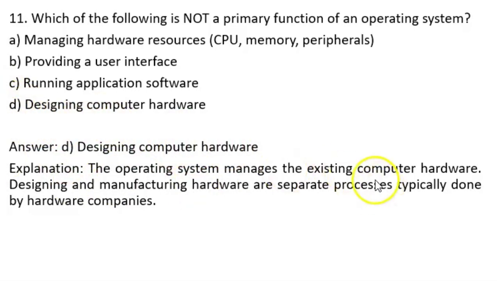The answer is D. An operating system manages the existing computer hardware. Designing and manufacturing hardware are separate processes, typically done by hardware companies.